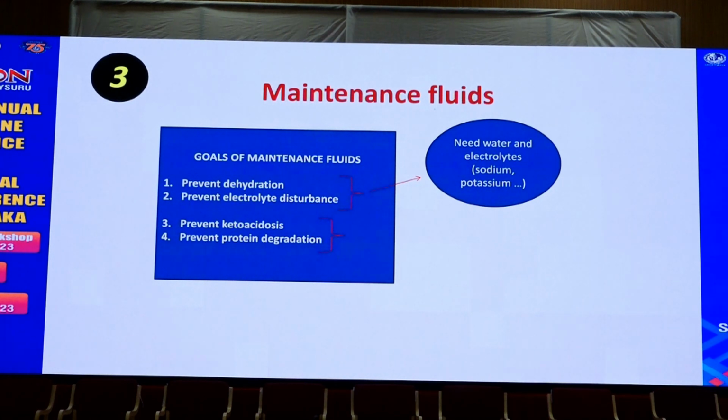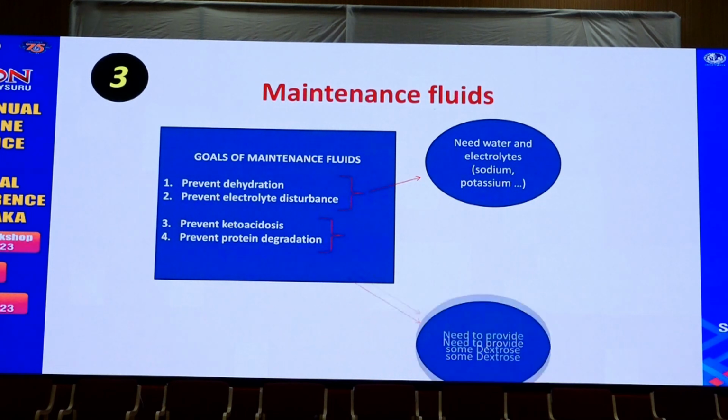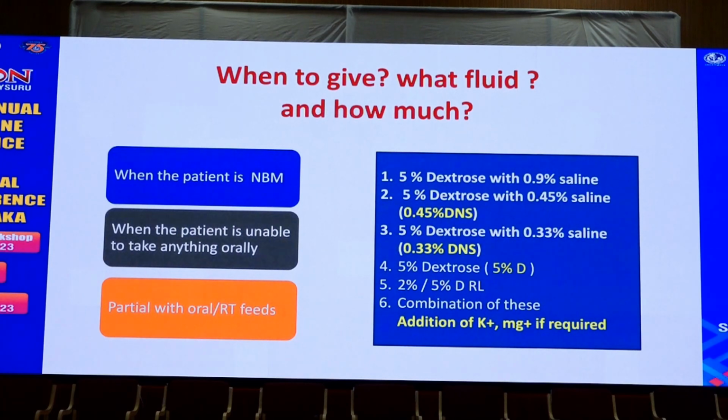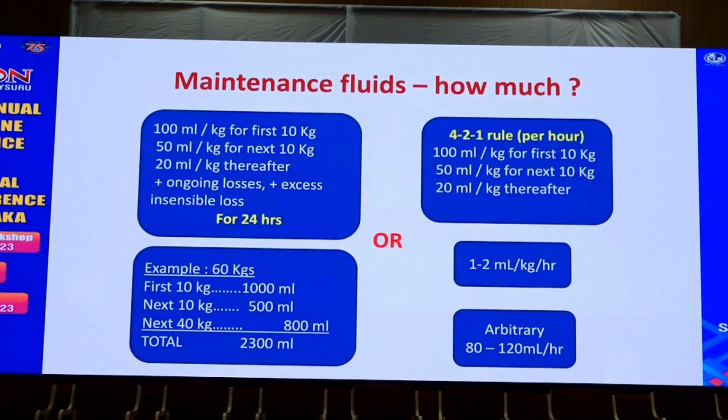Because your patient is not having any calories now, he is just NPO, but he requires them, and for this you need dextrose. That means when a patient is NPO, not taking anything, you want to choose a fluid that has enough water, enough electrolytes, as well as dextrose. It should be a combination of dextrose-containing fluid with water and electrolytes. So when a patient is not taking anything, or is in a post-op situation with partial feeds, we choose one of these fluids. So these are the formulas available.